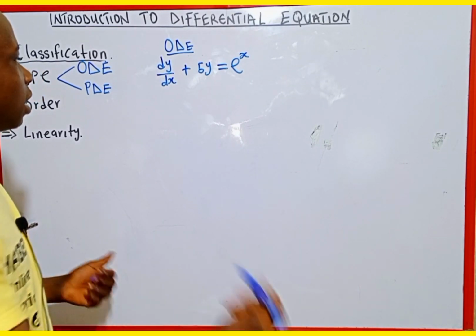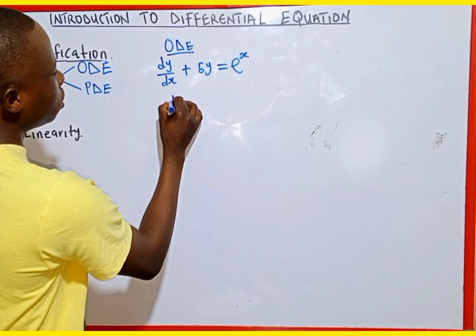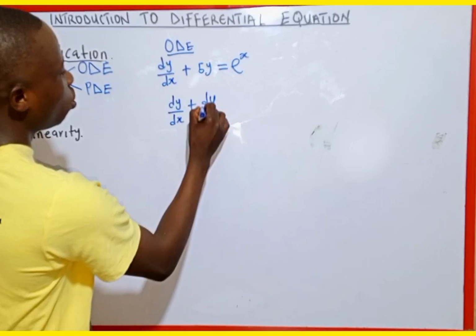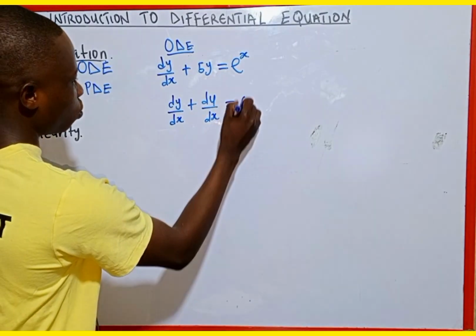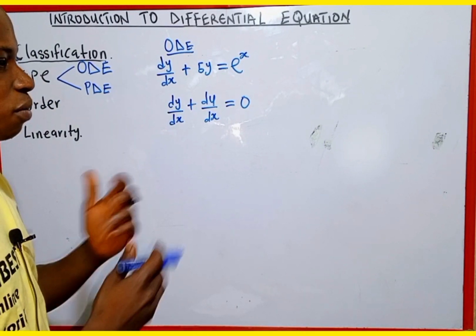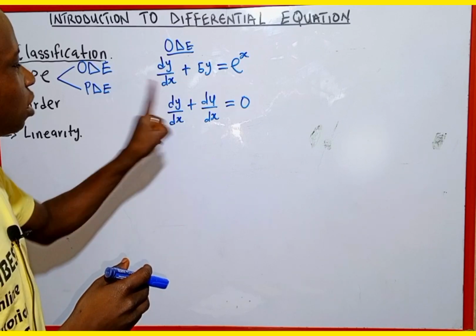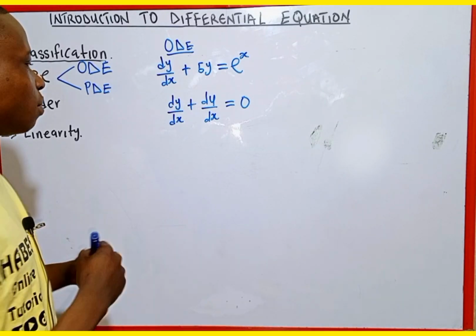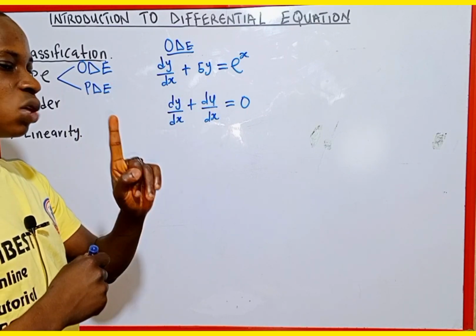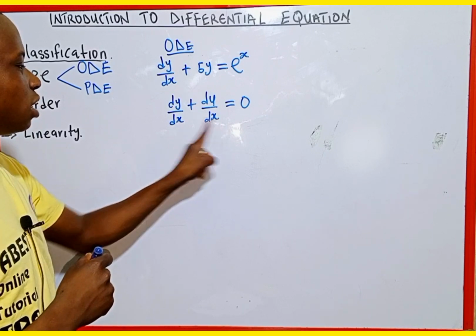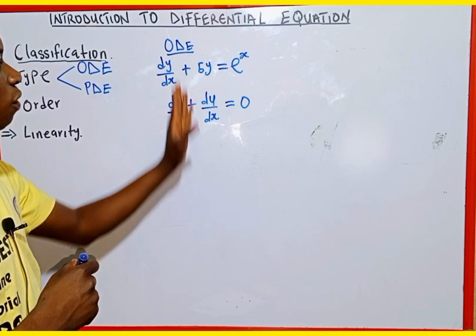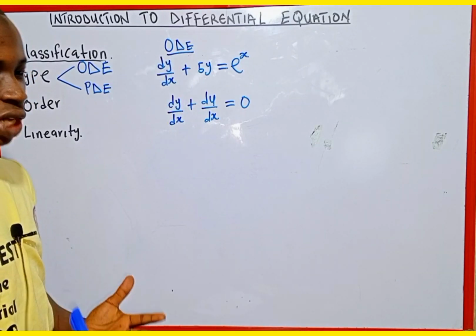You can have another differential equation in the form dy over dx plus du over dx is equal to 0, for instance. If you look at this ordinary differential equation, from the definition it contains one or more dependent variables. The dependent variables here are y and u, but with respect to a single independent variable. The independent variable here is only x. So these are some of the examples of ordinary differential equations.